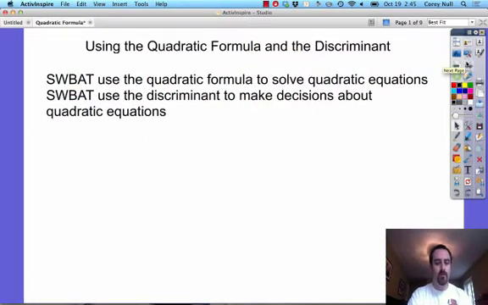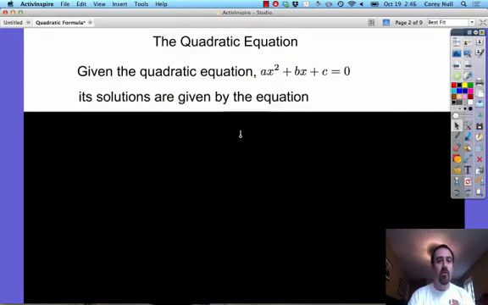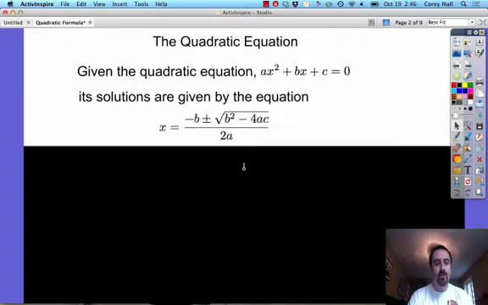Alright. So first off, let's just look at what the quadratic formula is. Given the quadratic equation, we have a number times x squared plus a number times x plus c, which is a third number, equals 0. Its solutions are given by the equation here. x equals negative b plus or minus the square root of b squared minus 4ac all over 2a.